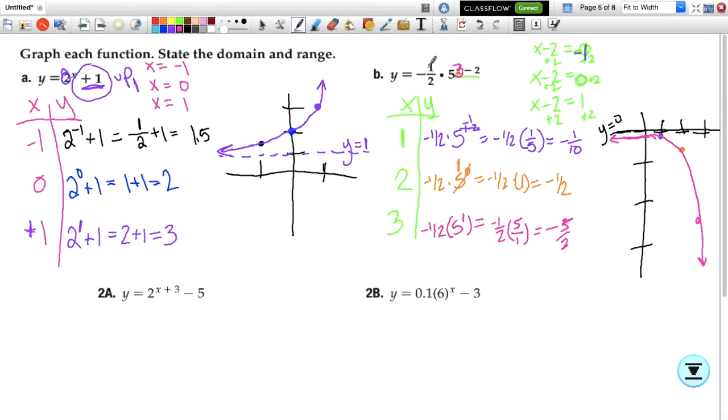And then when we times it by 1/2 right here, that changed the steepness a little bit. But remember, our growth factor here was still 5. So technically, this is still an exponential growth function because this number is greater than 1. It's just reflected because of the negative over the x-axis. Okay? And that's perfect. Good to go.